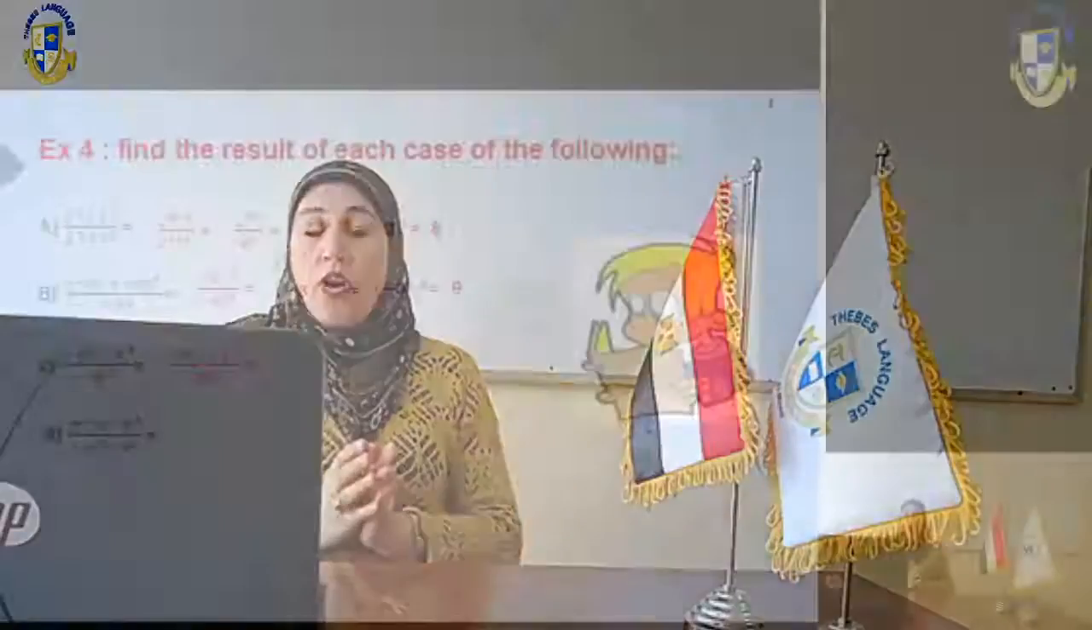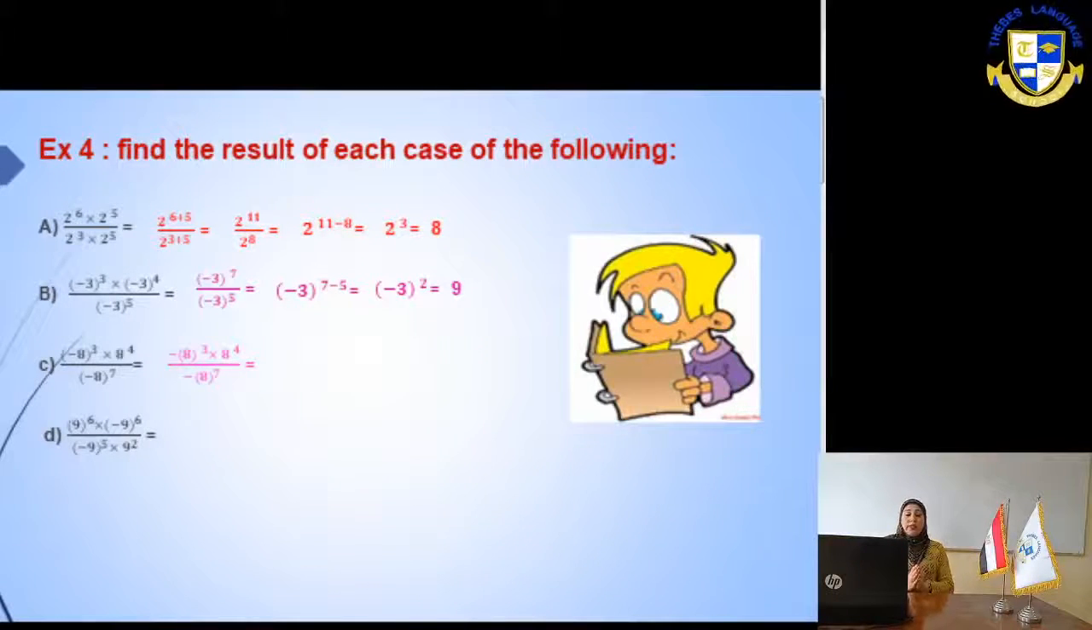So I could add the powers now. So the numerator will be negative, open bracket, 8 up to the power 3 plus 4, close bracket, over negative, outside the bracket, over 8 up to the power 7. Here, the adding of the powers in the numerator will be 7. It will be negative 8 up to power 7 divided by negative 8 up to power 7. Same numbers are divided by each other. The answer will be 1.